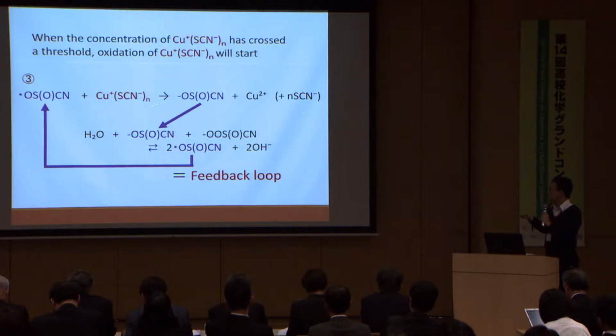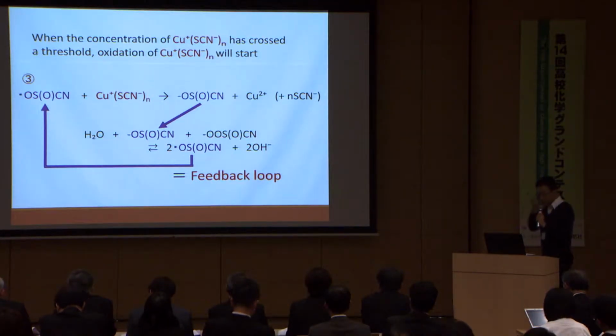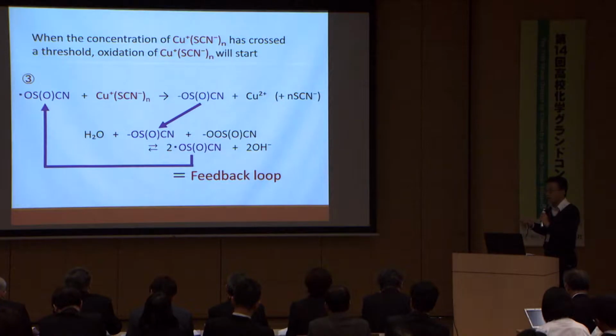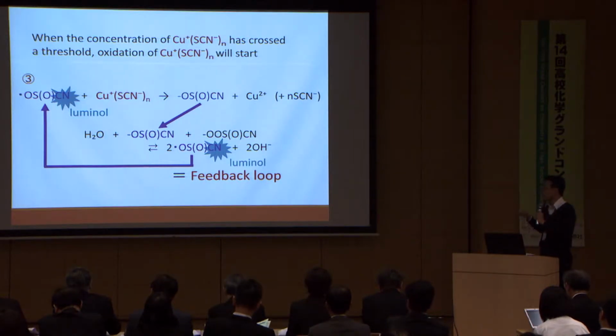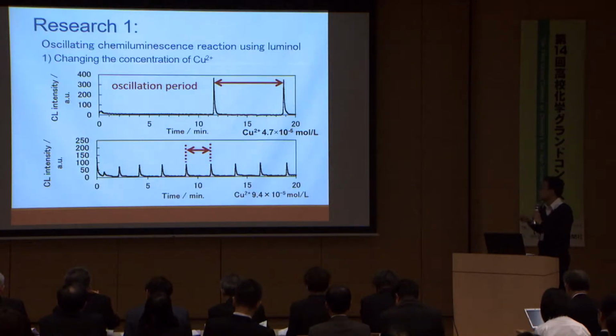This reaction will go on and on until the complex is totally consumed, and then the feedback loop will stop, and it will return to the initial state. And the process will go on and on. Then the radical will react with luminol, so that's why sudden strong chemiluminescence can be seen repeatedly in the solution.